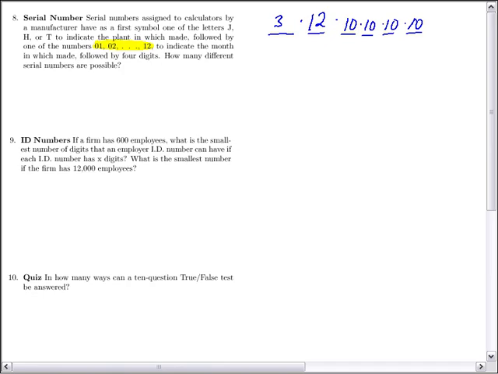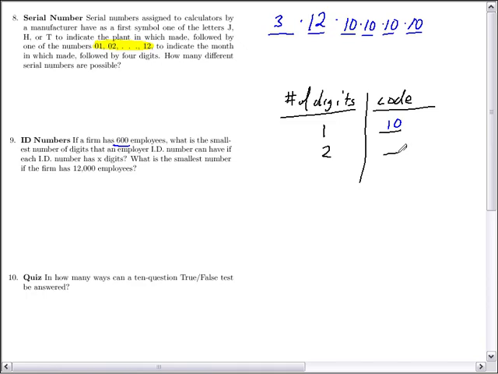Question 9. If a firm has 600 employees, what is the smallest number of digits that an employee ID number can have if each ID has X digits? Well, the number of digits. And an ID number is actually a code. Well, if you have 1 digit, we look at this and say, well, we had 10 codes. Well, we have 600 employees, 1 digit's not enough. 2 digits, these are codes, so there are 10 choices for each. And that gives me 100 codes, not enough.